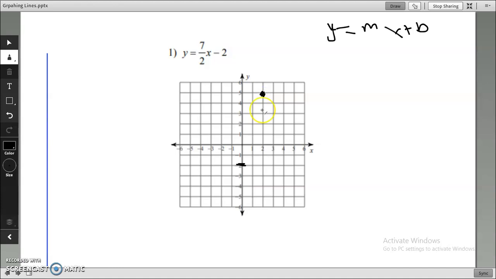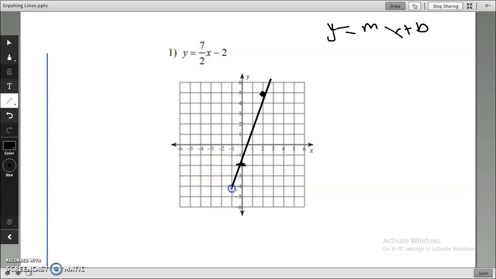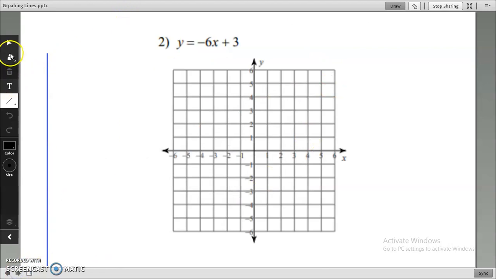For this graph, because I don't have that much space, I'm going to stick with just 2 points. Let's see if I can get a line here. Forgive me for it not being perfect, but hopefully you know, just connecting those 2 points is my line, and it goes in both directions forever and ever. All right, let's do the next one.